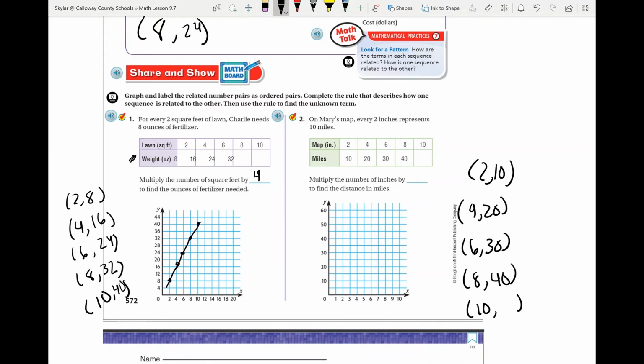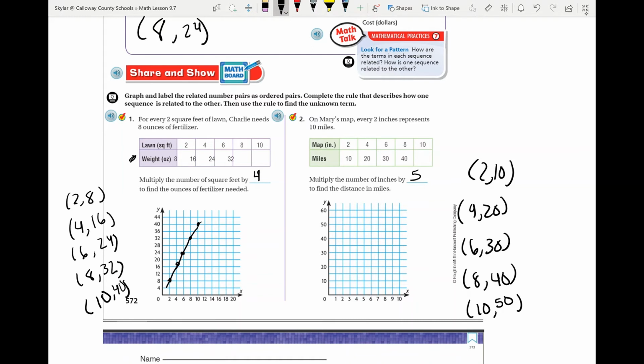Over here, we've got Mary's map. 2 inches represents 10 miles. Nice. So, we've got all of this. Now we need to find our rule. Well, looks like we go from a 2 to a 10, a 4 to a 20, a 6 to a 30. We are definitely multiplying by 5 here. So, whenever we multiply by 5, 10 times 5 will give us 50.